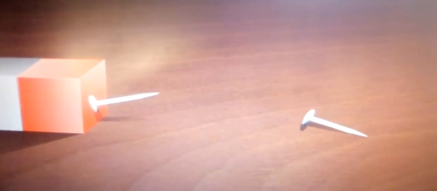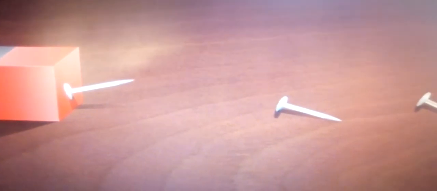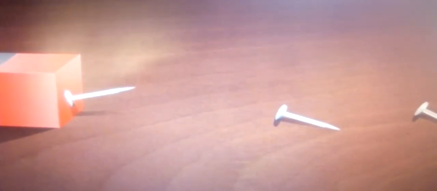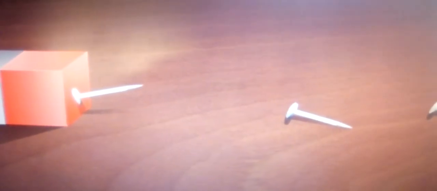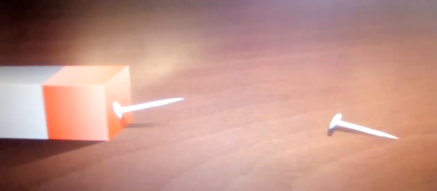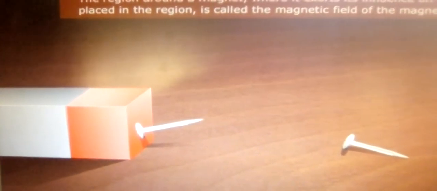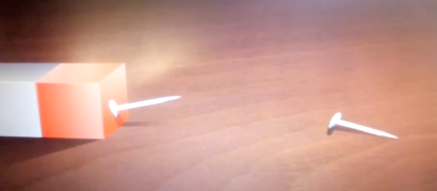So it is attracted, then the second one is about to be attracted. So it means that near nail 2, that is where the magnetic field ends, and it is stronger near the magnet and weak at the extreme end.